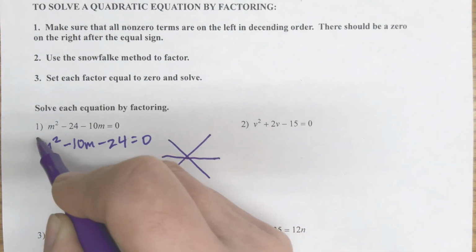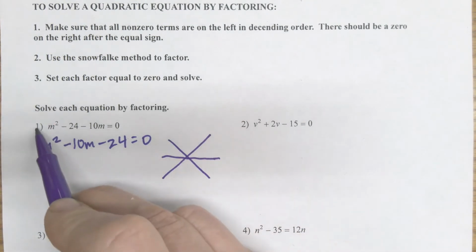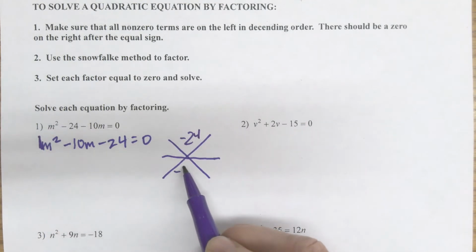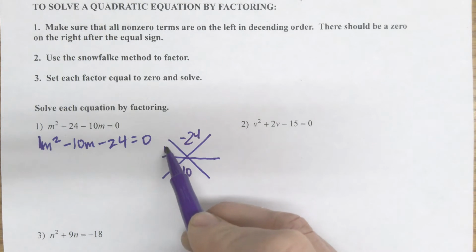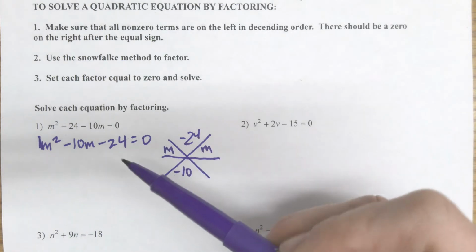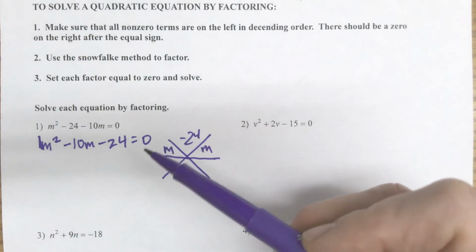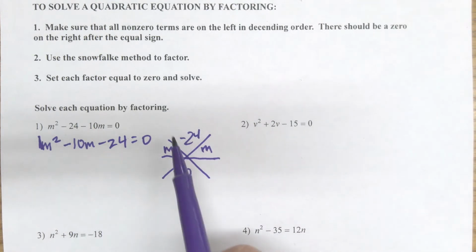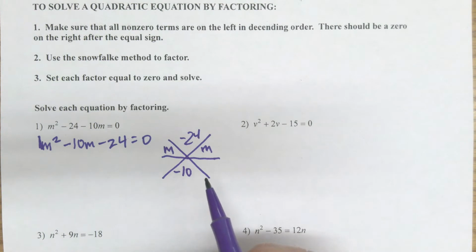Remember, if I don't see a number in front, it's 1. So that's 1 times negative 24 is negative 24. Middle number is negative 10. This is 1m and 1m. I don't need to write them both. I just write m and m. And I don't need to write the 1 in front is what I'm saying. And then I'm looking for two numbers that when I multiply them, I get negative 24. When I add them, I get negative 10.